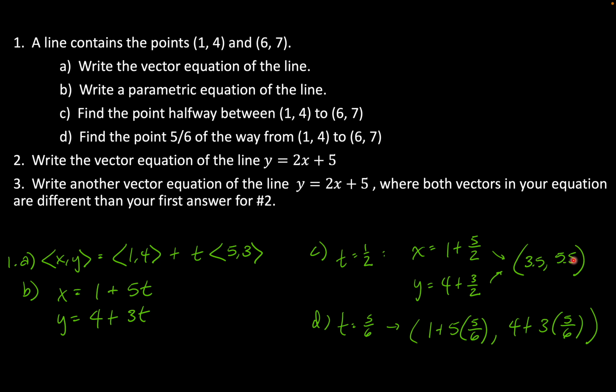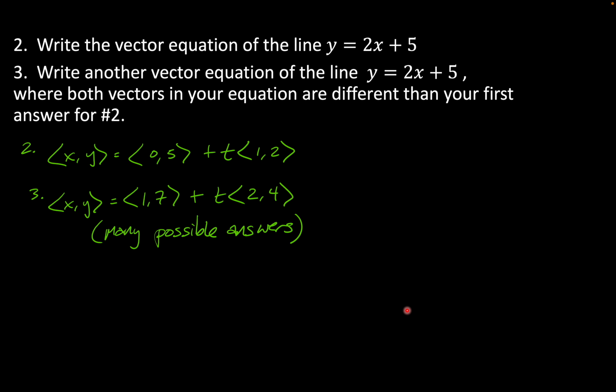In part D, we are asked to find the point that is 5/6 of the way from (1, 4) to (6, 7). I can use the same idea and plug in 5/6 for t and evaluate what that equals to.